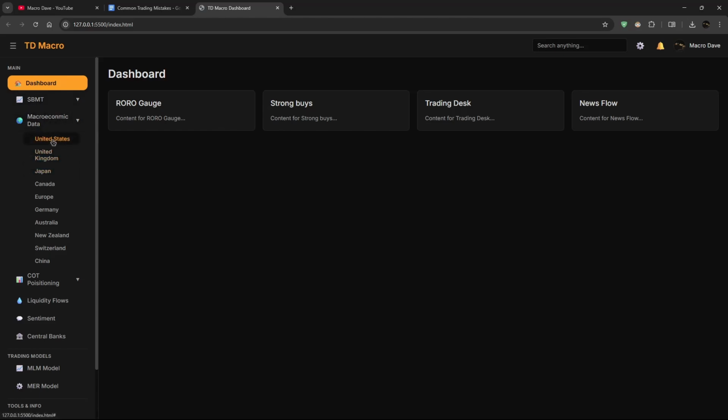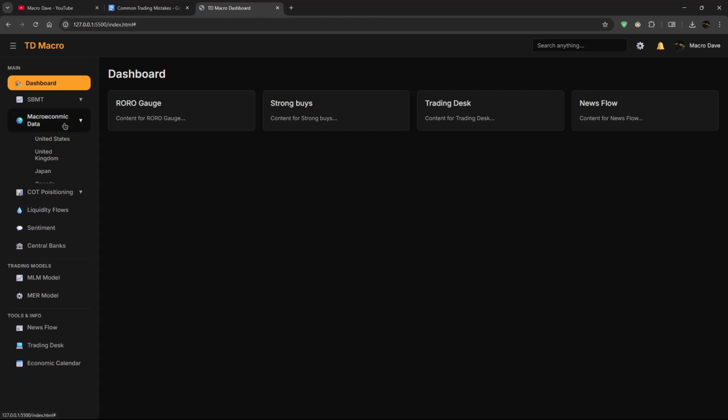You can come here, click United States, see all of the economic data in the United States, United Kingdom, Canada, Europe, Germany. I know that Germany is inside Europe, but I actually trade the DAX, and the DAX is Germany's index. So that's why I separated Germany from Europe here. And then you have all the other major countries right here. You can just come and look at their economic data.